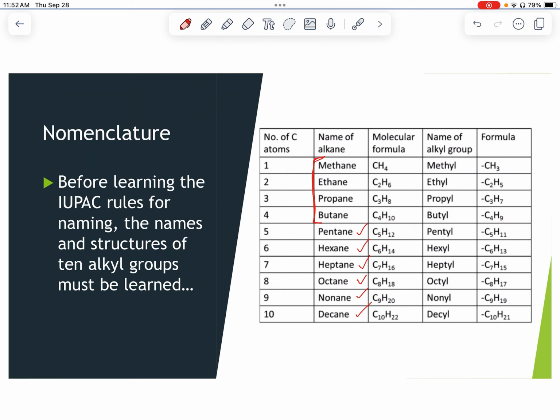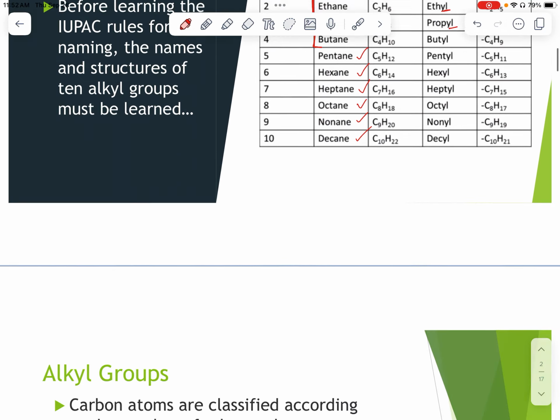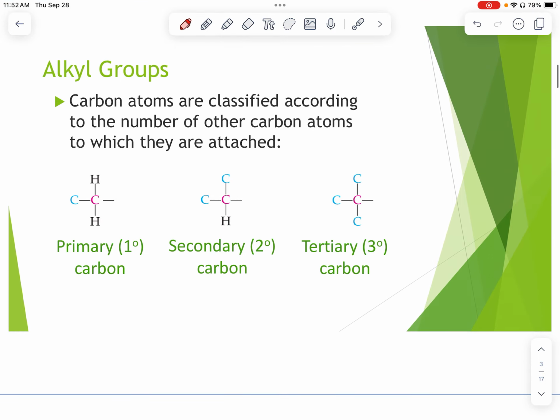before you try to do anything else with naming, because we're going to use those. Now I want to point out to you those are the alkanes. The name of the alkyl group ends in YL, right? So methyl is taking the word methane and replacing the ANE with YL. So those are the alkyl groups, right?